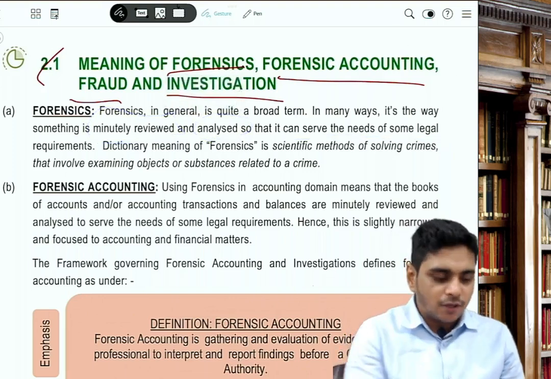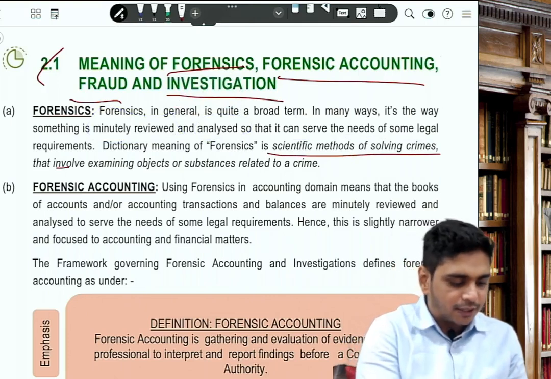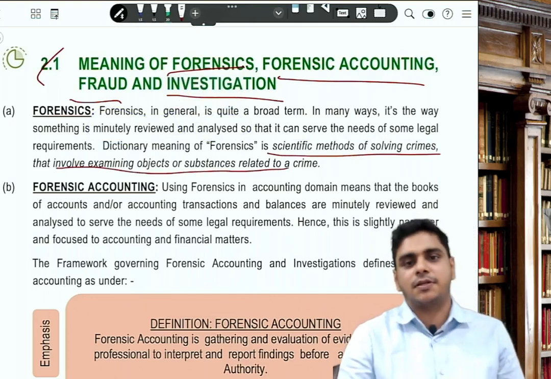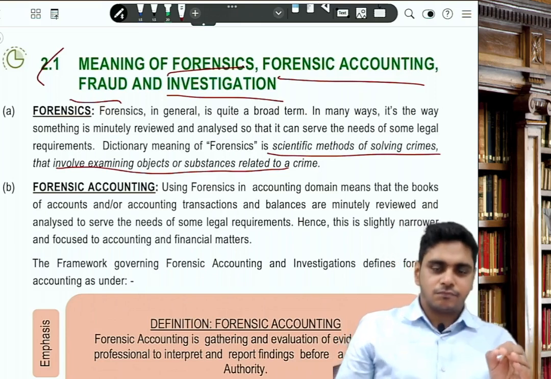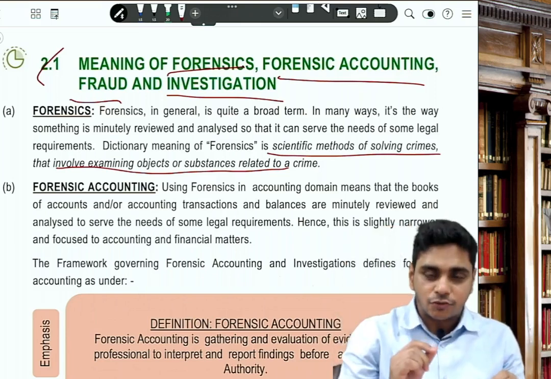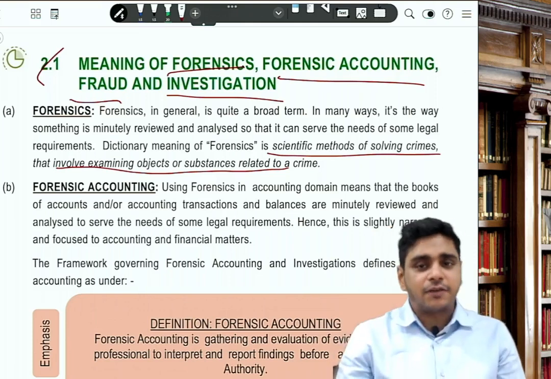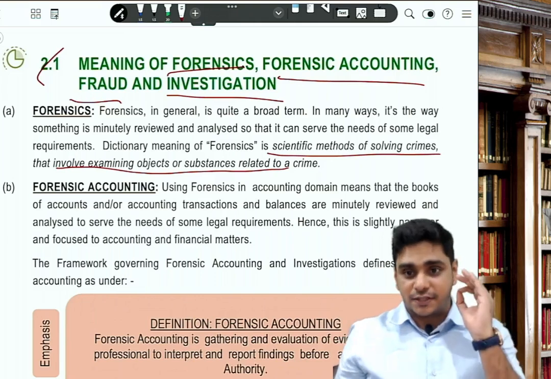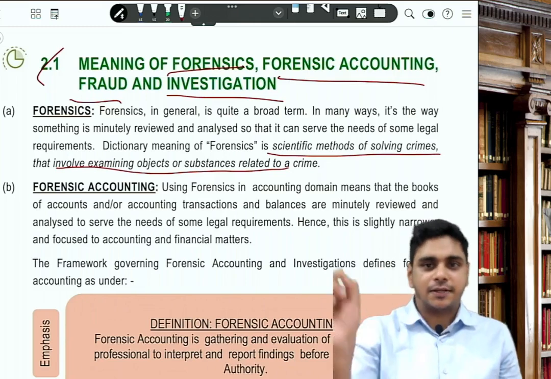Now the dictionary meaning of forensics is basically scientific method of solving crimes that involve examining objects or substances related to crime. So underline that, the scientific method of solving crime. In the MCQ they can test you which one is the scientific method. So the definition says scientific method of solving crime is basically forensics. It is called as what? Forensics. Please underline that here.